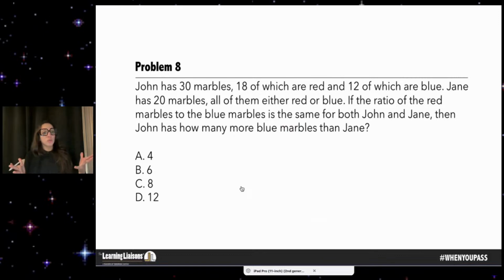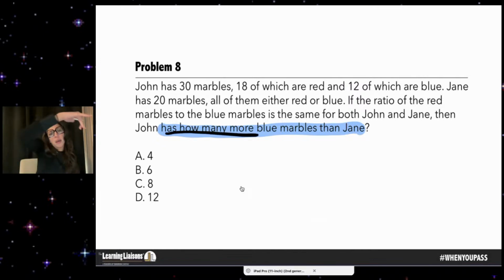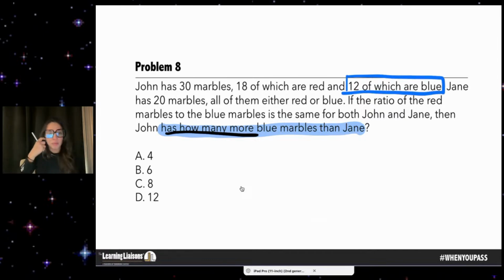So this is going to turn into a multi-step problem because the question asks, how many more blue marbles does John have than Jane? Which is a subtraction problem. How many more just tells me I'm doing some subtraction. But I have to figure out how many blue marbles Jane even has. John has 12 blue marbles, so I know I'm going to need to do 12 minus something.